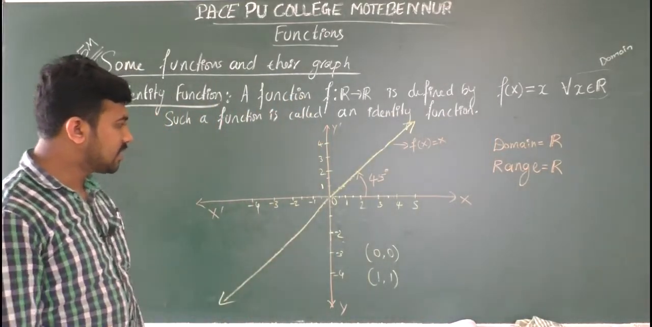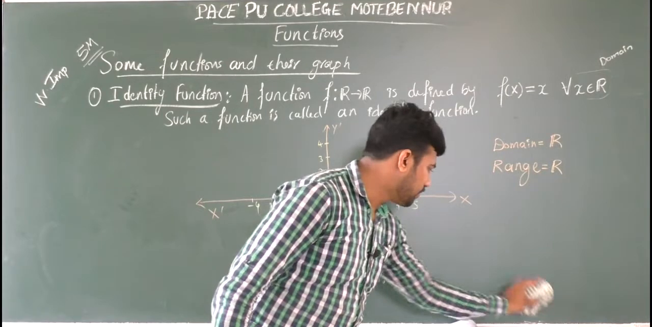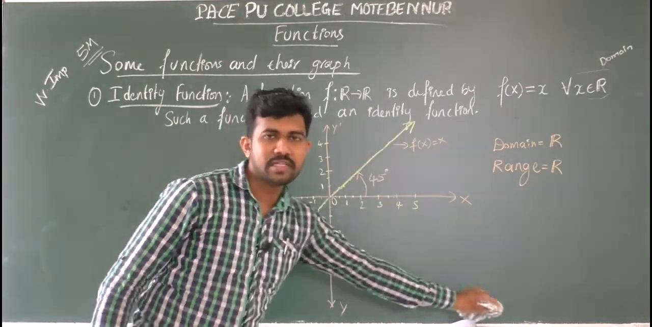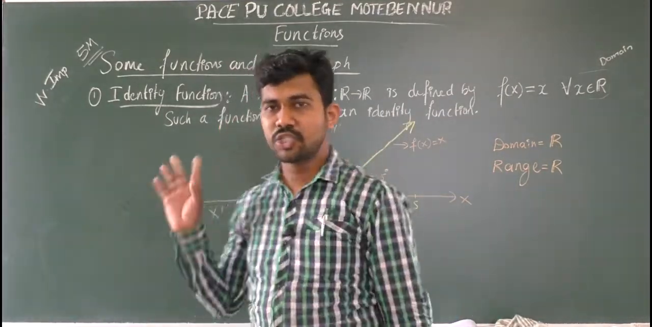Okay, and this is the graph of your identity function. I hope you understood about this. They can ask such a question for 5 marks.